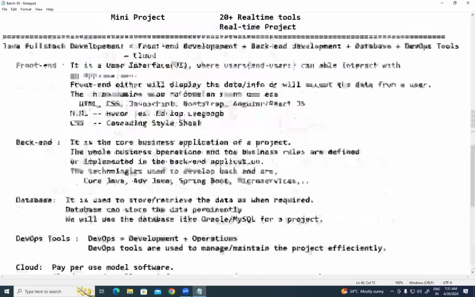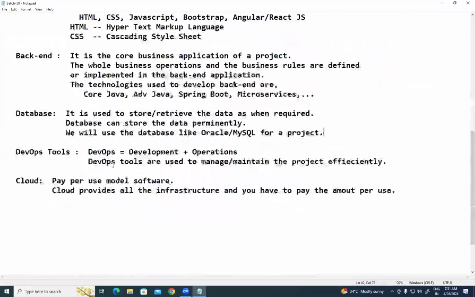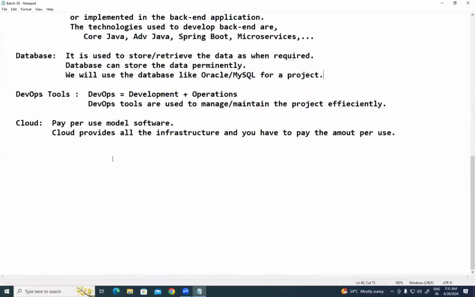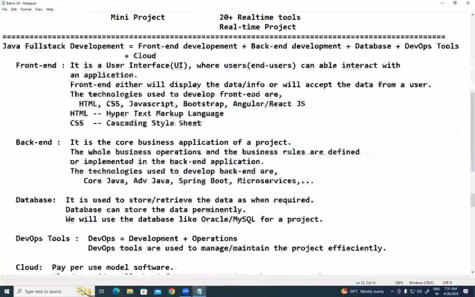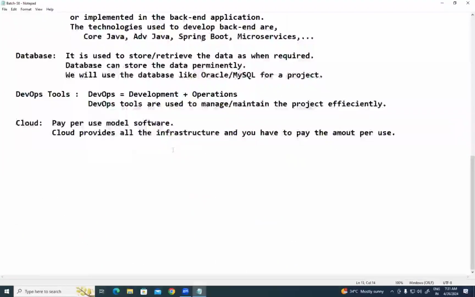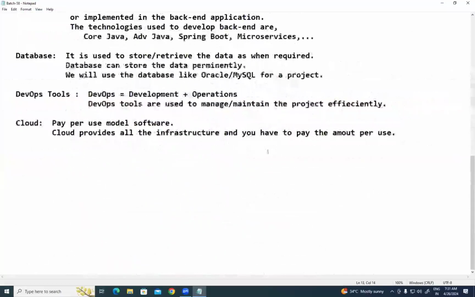So this is the full stack development, which I told yesterday, but I've explained about all these points in the last session. Coming to today's session, folks, we are going to start with module 1. In module 1, we are going to start with core Java. That is what we are going to start.